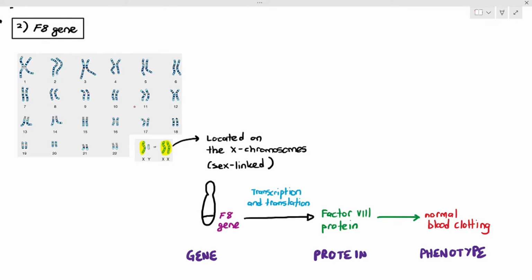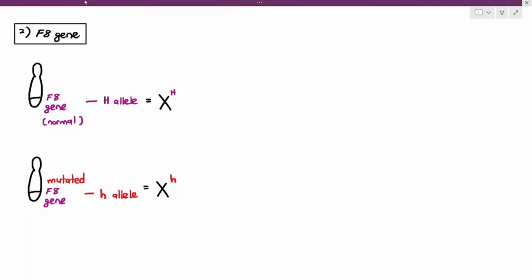Because the F8 gene is located on the X chromosome, I also told you the F8 gene had two alleles in the previous video, capital H allele, which is normal, and the mutated F8 gene, we will represent it as a recessive allele, small h. And because it's located on the X chromosome, we write it as X capital H for the top one, X small h for the bottom one.